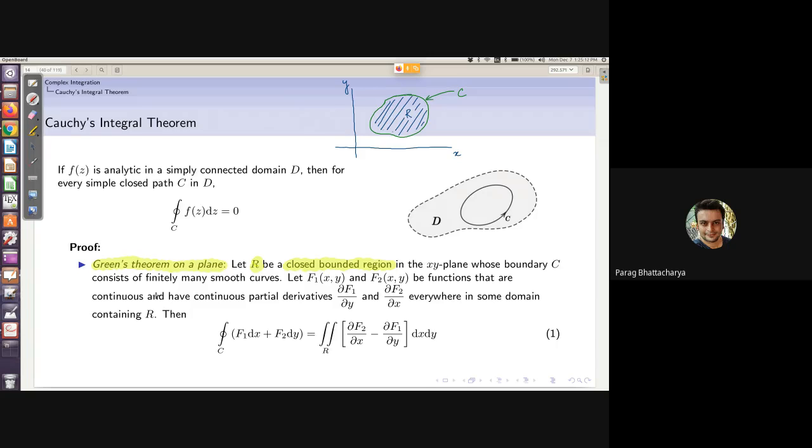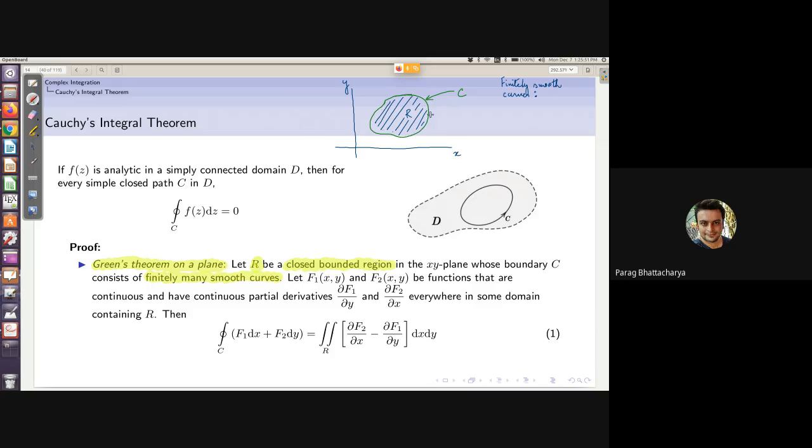Now this C, it says that C could consist of finitely many smooth curves. What do you understand by this? Can anyone tell me what it means for the boundary C to consist of finitely many smooth curves?